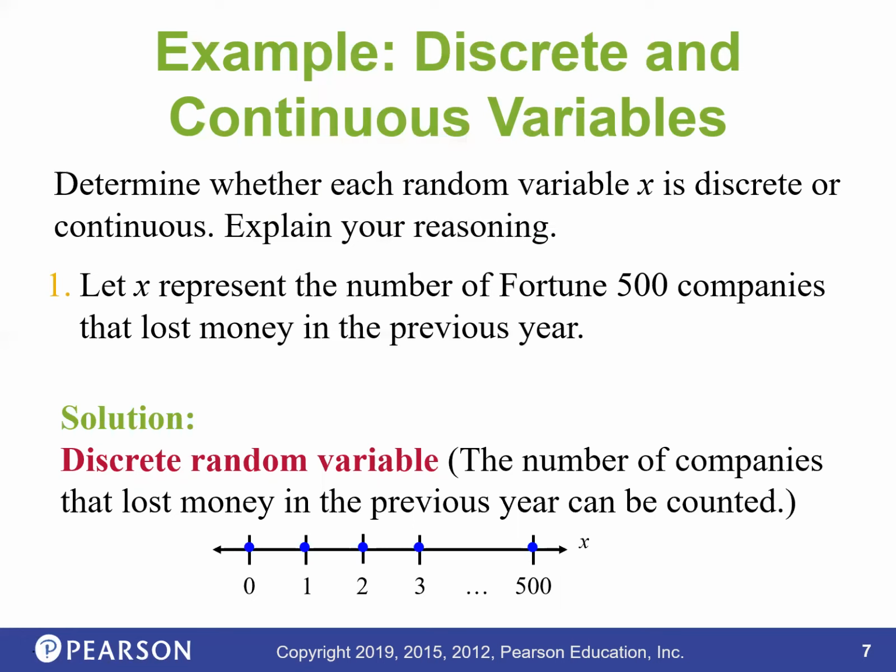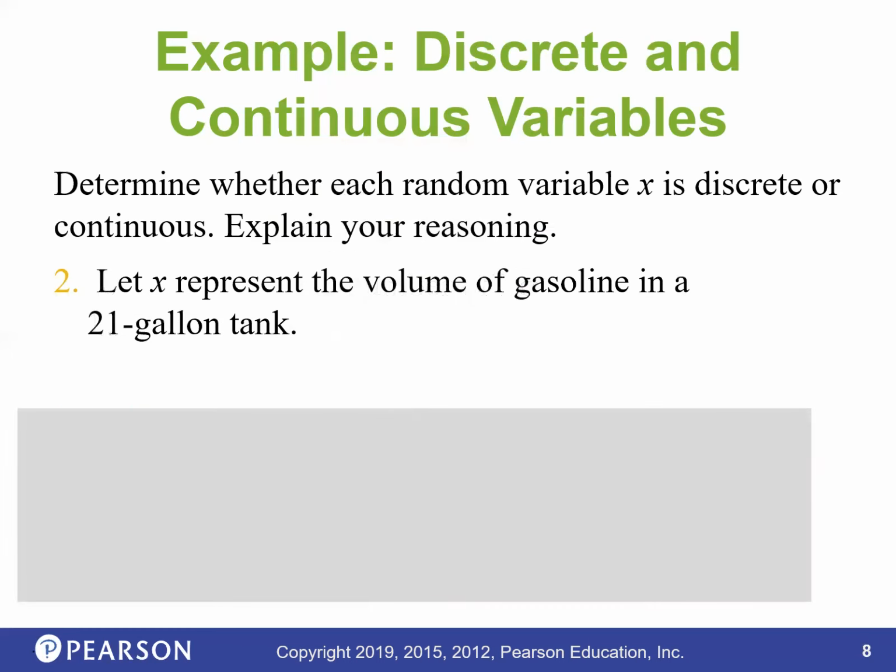Okay, does that make sense? Good, then I'm glad, as we make distinctions in our heads. Clarifying definitions is a good thing. Okay, this one, all yours. Talk to me, you don't need to write it down. Number 2: X represents the number of gallons in a 21-gallon tank. Discrete or continuous?